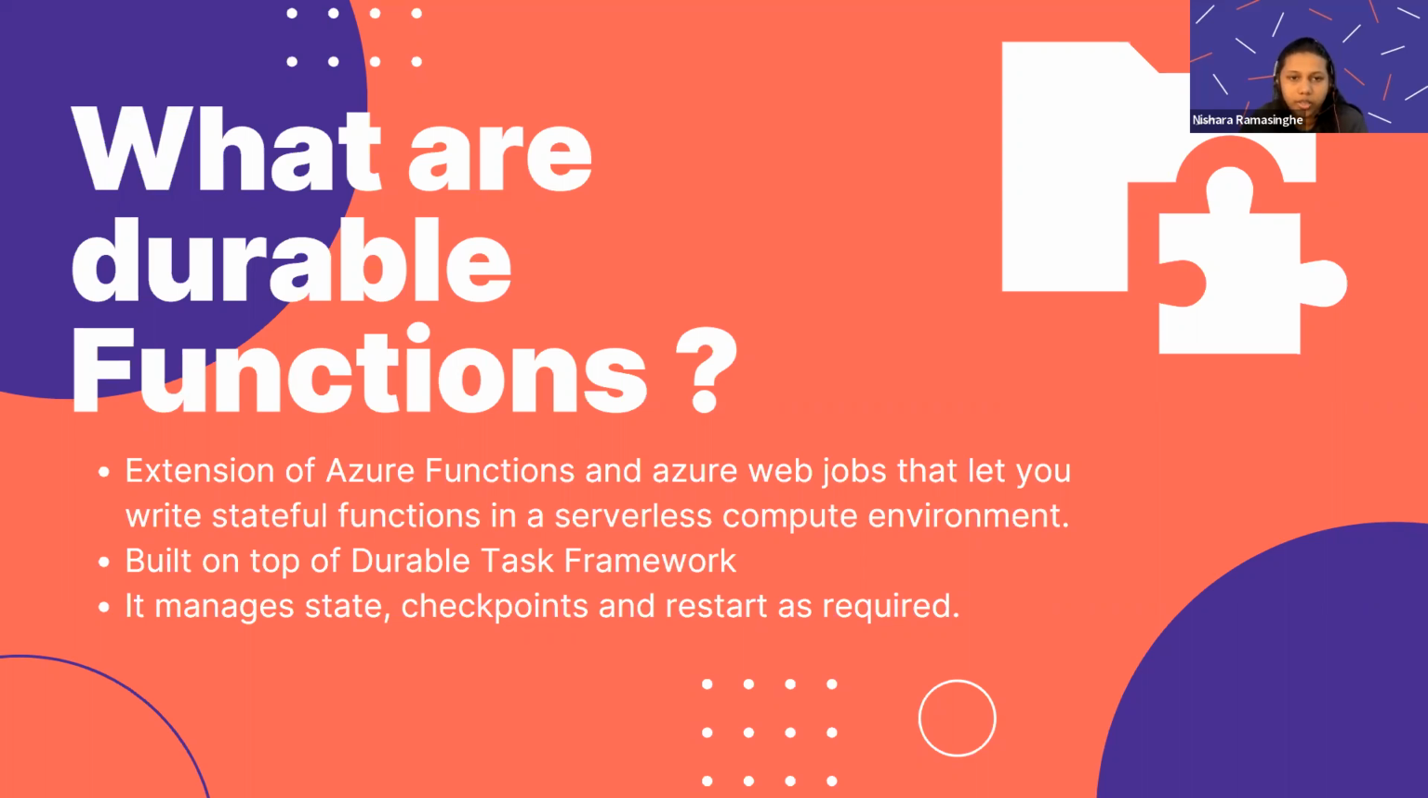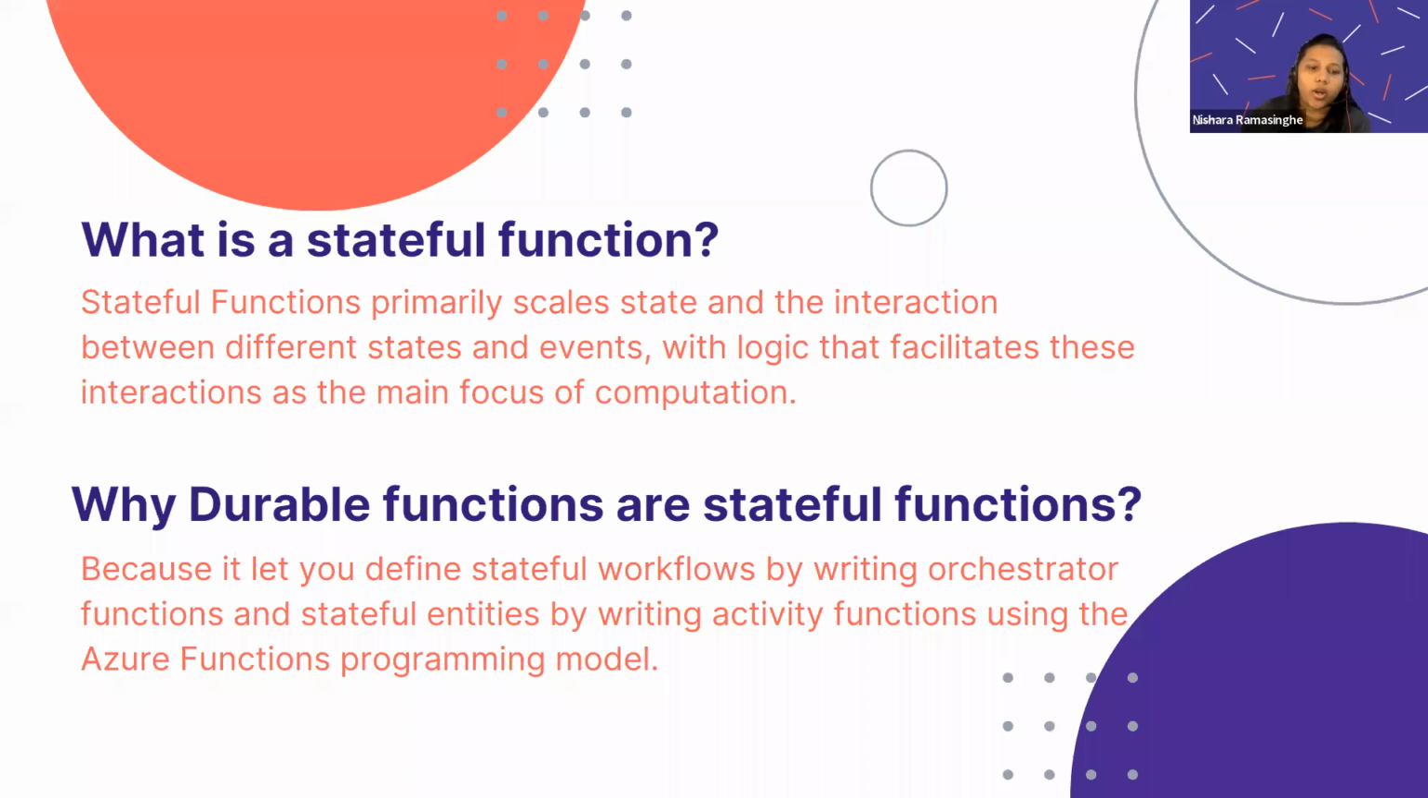With the help of Durable Functions, we can implement state in the Azure Functions stateless pattern. So what is a stateful function? A stateful function is an API that simplifies the building of distributed stateful applications with a runtime built for serverless architecture. Because Durable Functions let you define stateful workflows by writing orchestrator functions and activity functions, we know that Durable Functions are stateful functions.